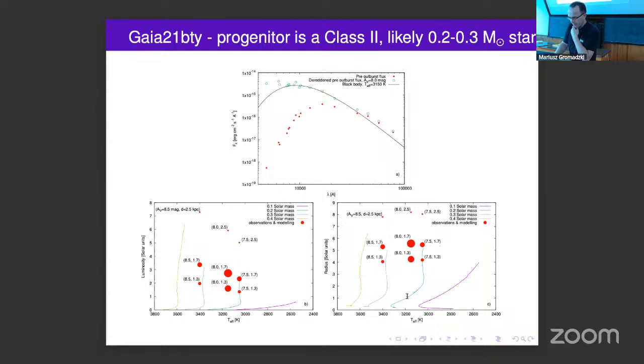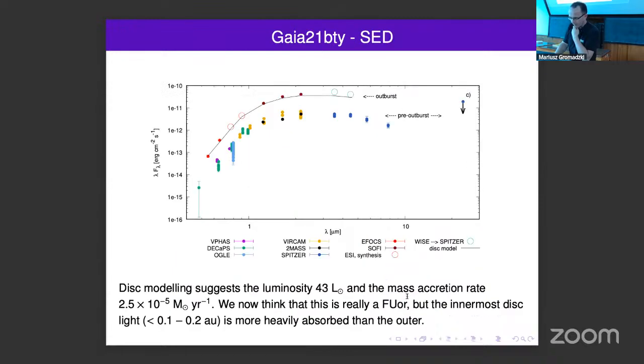This is a low mass star, but probably we think that this is a typical FU Ori-type star, but the innermost disk light is more heavily absorbed than the light coming out from the older disk regions. Here I'm going to show you the comparison of pre-outburst and outburst spectral energy distributions.